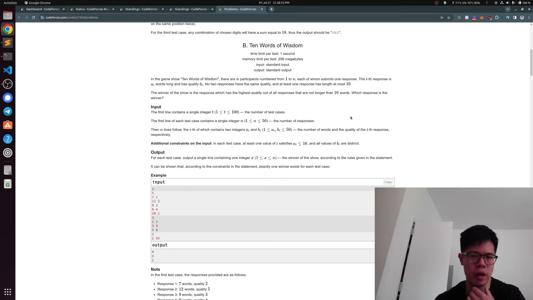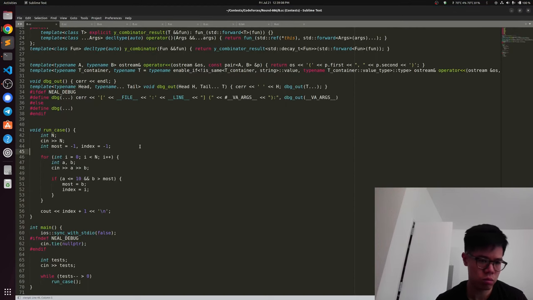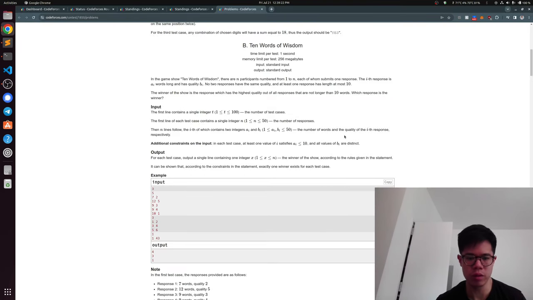Problem B, basically you've got a whole bunch of responses. You want to find which one has the highest quality, where the number of words is at most 10. And so yeah, you just set up a loop, do it. If A is at most 10, and then B is greater than the biggest one we've seen so far, update the max. And the key thing here is to track the index, because that's what we actually need to output. So again, pretty simple, just some basic programming here.